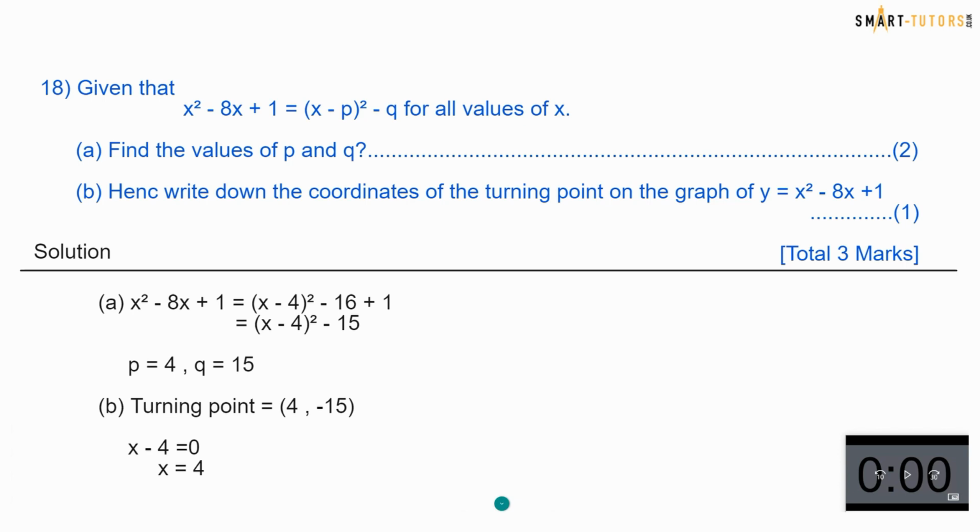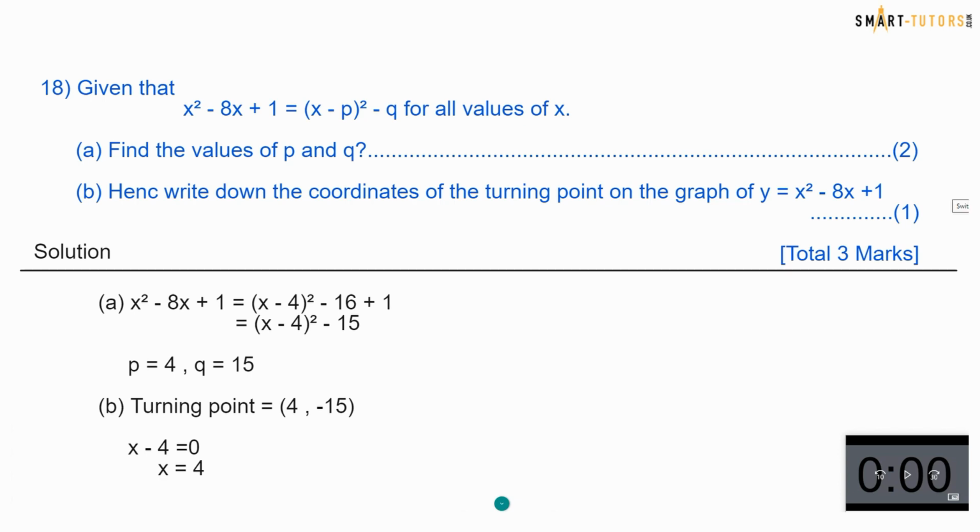So turning point means after you make a quadratic expression into completing the square form, if you equate the bracket, x minus 4, inside the bracket equal to 0, the x answer will be given. So x equals 4. Then whatever is hanging here, minus 15, becomes the y coordinate. So the turning point is 4 comma minus 15. That is the answer for question number 18.